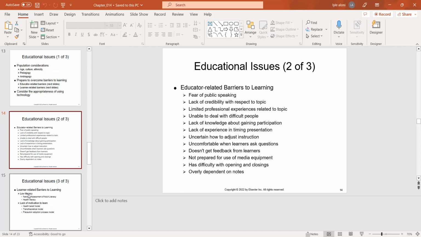So educator-related barriers to learning would be, what are you doing as the educator that is creating a barrier? So if you're not comfortable with public speaking, you don't have a lot of credibility with the topic, lack of knowledge, lack of experience, uncomfortable when someone asks a question, not prepared for use of the media equipment, and all those kind of things are going to be related.